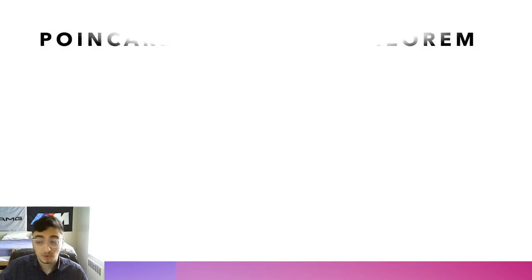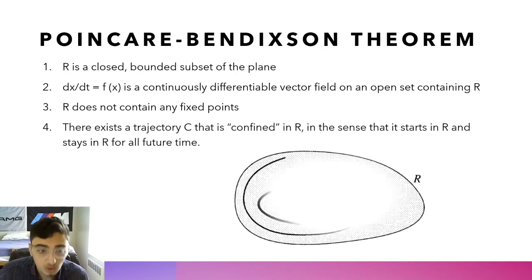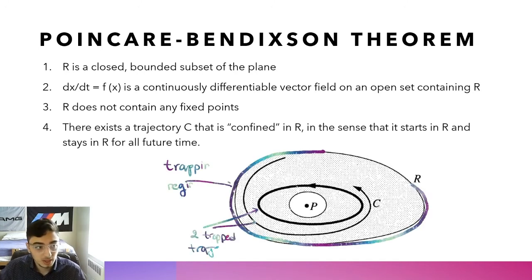Before we start, it is also important to go over this theorem. This is called the Poincare-Bendixson theorem. It has 4 rules, and it essentially goes like this. R is a closed bounded subset of the plane. X dot equals F of X is a continuously differentiable vector field on an open set containing R. R does not contain any fixed points, and there's actually a loophole to that we will be discussing. And 4, there exists a trajectory C that is confined in R, in the sense that it starts in R and stays in R for all future time.